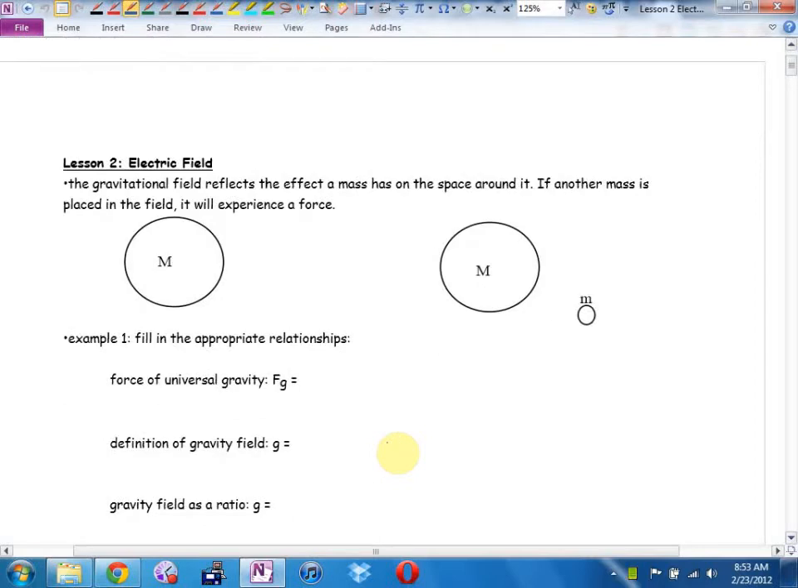Lesson 2, electric field. I would argue this is going to be one of the key concepts of the whole unit, so turn your brain on. We want to try initially to relate stuff to gravity because we're fairly familiar. We spent some time looking at gravity. The gravitational field, symbol little g. If I ever say gravitational field, that's what I'm talking about.